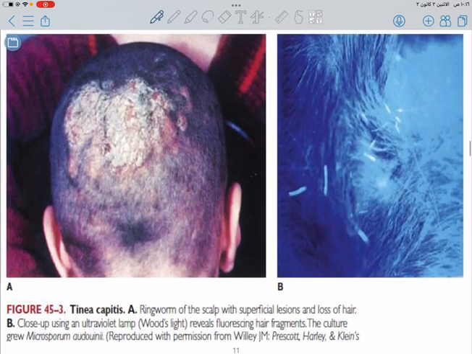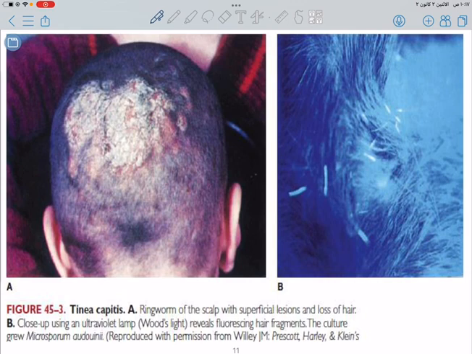Tinea capitis, look at it. At the scalp we say. If you put ultraviolet light on this area, which is called in medicine Wood's light, you can see the dermatophyte apparent here, showing fluorescent light. So, Wood's light, dermatophyte, gives a fluorescent emission.